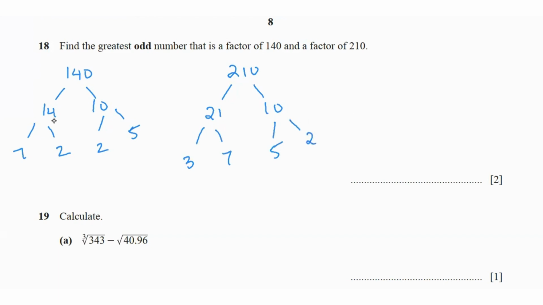As you can see, we have 5 common and we have 7 common. And we know 7 times 5 is 35. So we can clearly see that 35 is the biggest odd number that is common between both 140 and 210. If there was a 3 in 140 as well, then we could have multiplied that to 35. But since there's a 3 only in 210, our final answer is 35.